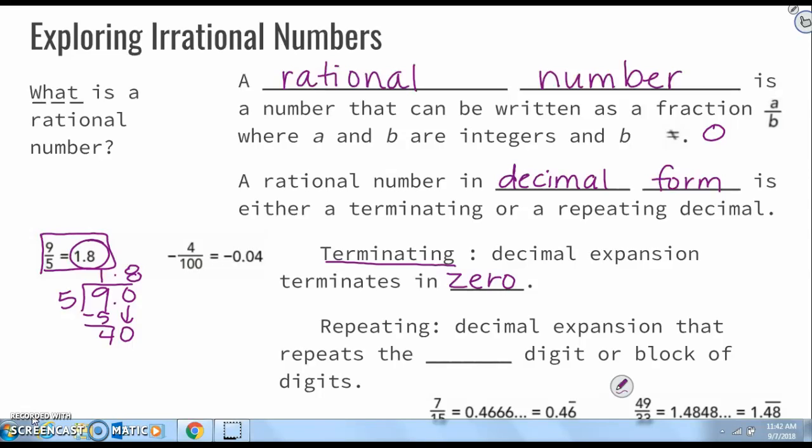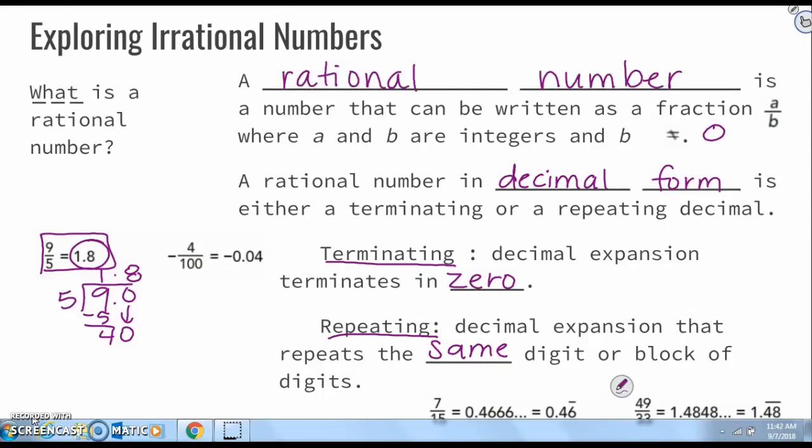For repeating decimals, the decimal expansion repeats the same digit or block of digits. For example, 7/15 equals 0.46 where the 6 repeats. So we're going to write a bar notation over the 6 to indicate that number repeats.